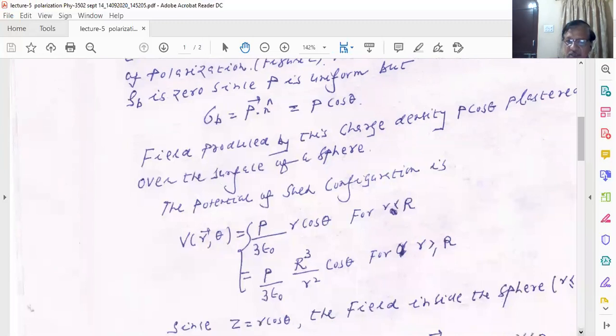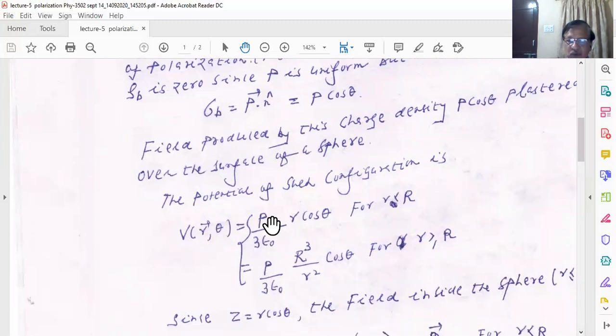if your memory is very sharp, then one can remember the potential because of the surface charge sigma b, which is given by the magnitude of the polarization vector P divided by 3 epsilon 0, r cos theta, when the magnitude of vector r is less than the radius of the sphere, and it is given as capital P divided by 3 epsilon 0, capital R cube divided by r square, cos theta, when you are talking about outside the sphere.